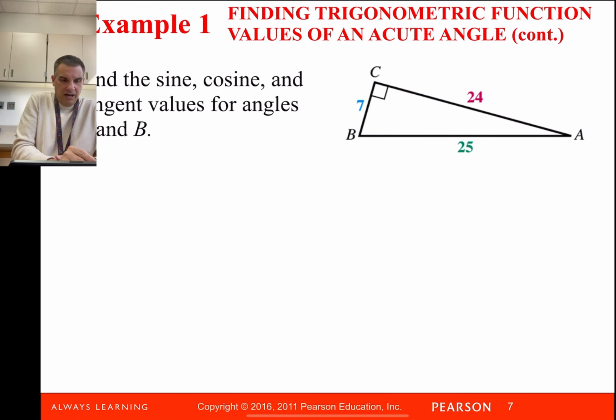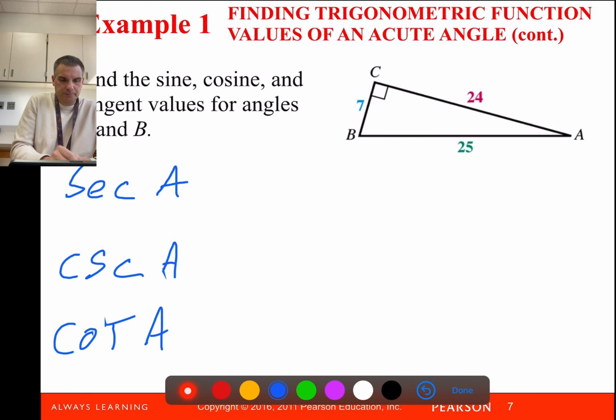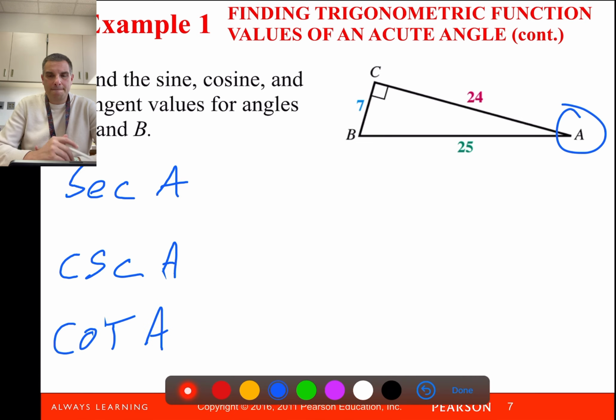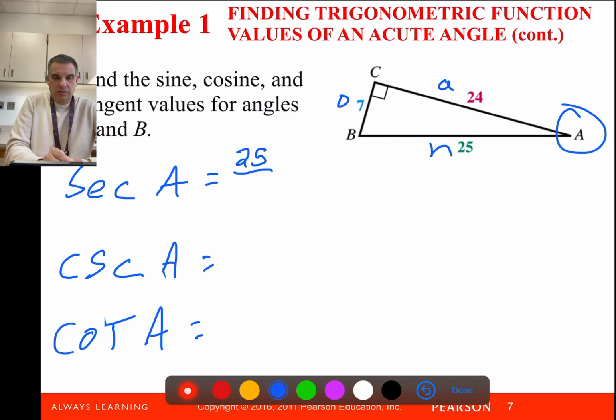Okay, I'm going to go back to here, and we're going to do one more thing with it. So now let's do the secant, cosecant, and cotangent for A. So here's A. So this is my opposite, this is adjacent, and this is hypotenuse. And now we're going to do the secant, cosecant, and cotangent. So the secant is the reciprocal of the cosine. S goes with C, C goes with S. So secant is the reciprocal of the cosine. So cosine is adjacent over hypotenuse, so this is going to be hypotenuse over adjacent. That's the secant.